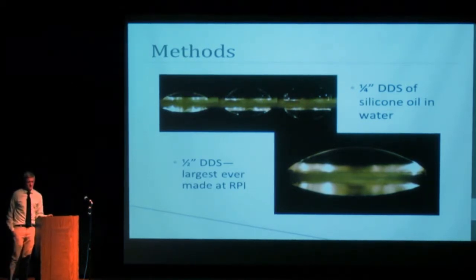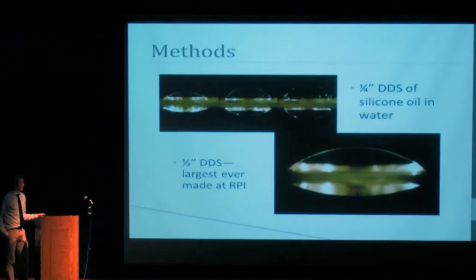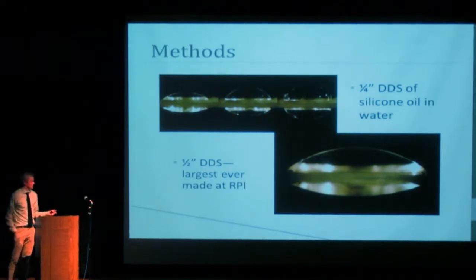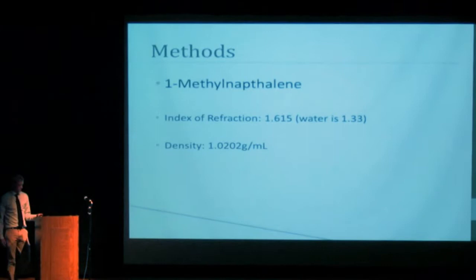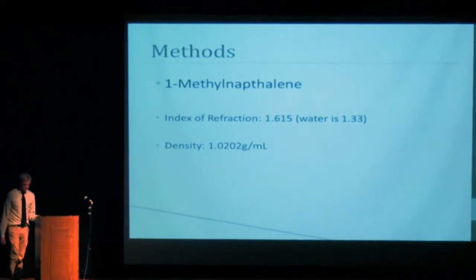And this makes the lens less stable. And you can see this effect again in a larger double droplet system. This is a 1/2-inch double droplet system, and it was the largest one ever made at RPI. And you can see how the top volume is significantly larger than the bottom volume. So for the liquid lens in my project, I couldn't have this problem.